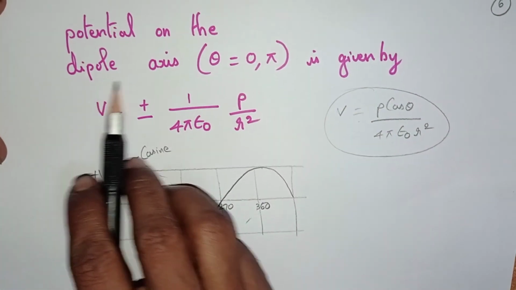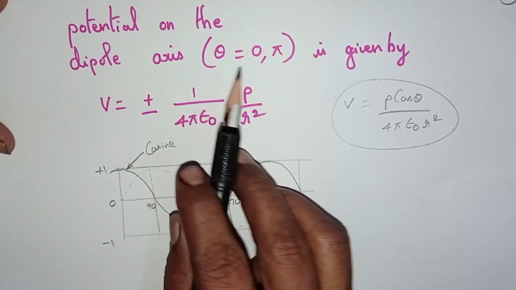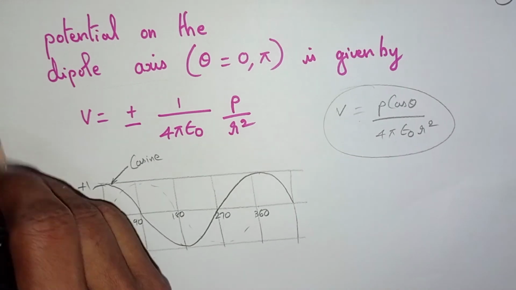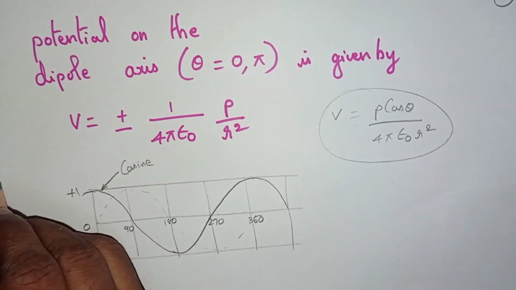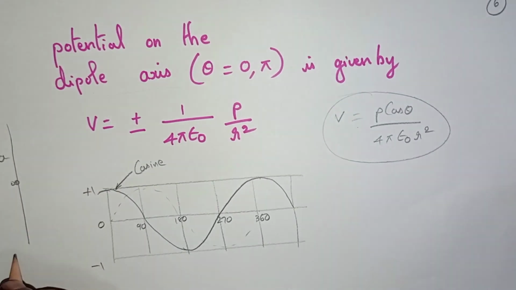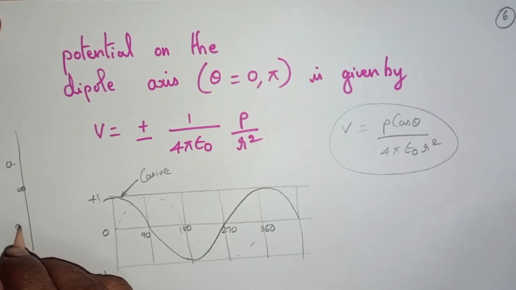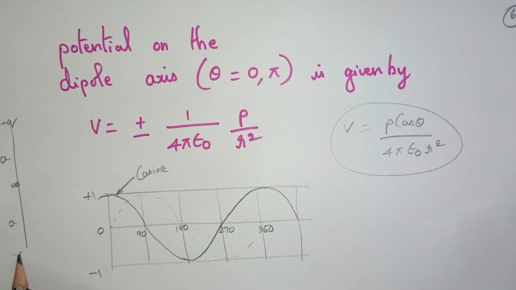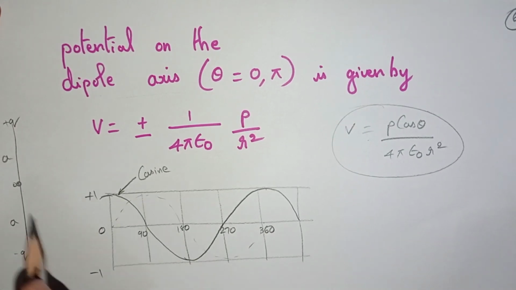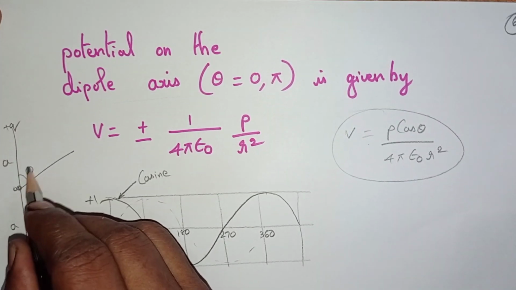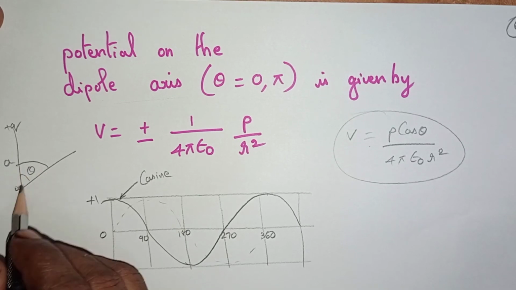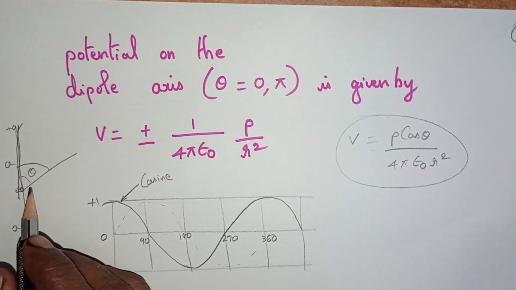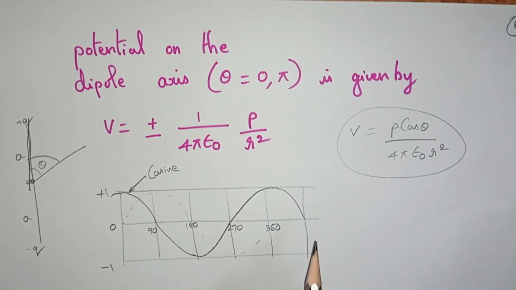Now, potential on the dipole axis, that is theta. We are considering two cases, theta equal to 0 and pi. We have this as a, this as a, so the total distance is 2a; here you have plus q, here you have minus q. When theta is 0, the point is lying on the axis, that is the angle is 0. If theta is 0, cos 0 is 1.